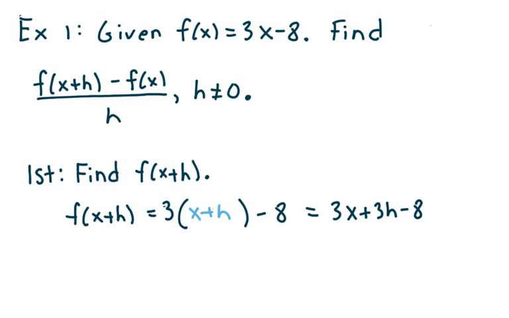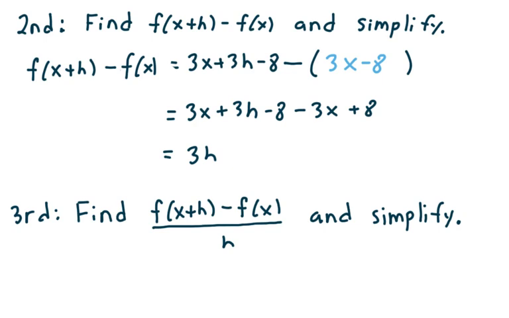And when I do that, I get f of x plus h is equal to 3 times x plus h minus 8. Now, I'm going to distribute the 3 over to the x and to the h. And then when I do that, I end up with 3x plus 3h minus 8.